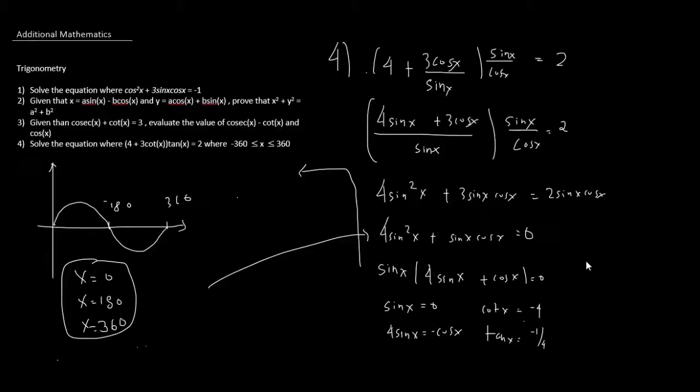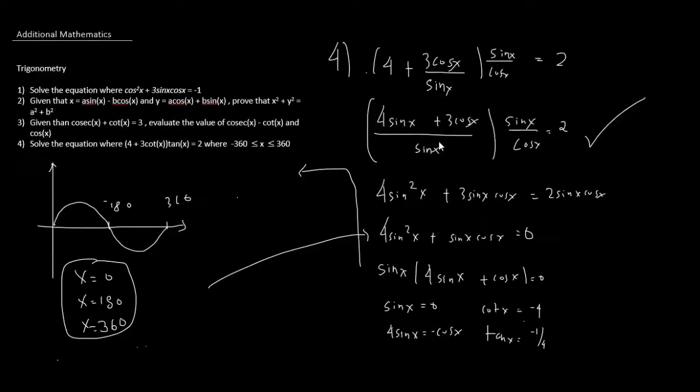But this is where it gets really, really tricky. Because if we input this back into the original equation, let's just say as an example, 4 sine x plus 3 cos x, yep, we're safe, right? 0 plus 1 times 3 will give us 3.